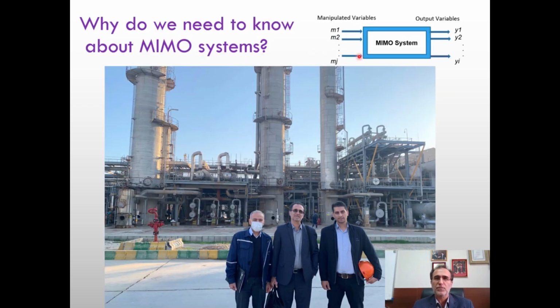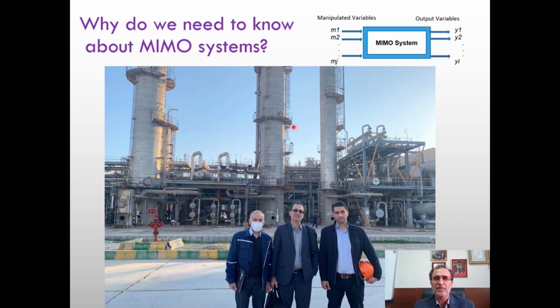Let's review what we mean by multi-input, multi-output system. As you see, when a system has several inputs and several outputs, we call it a multi-input, multi-output system. There are many systems in industry that inherit this characteristic. But why do we need to know about multi-input, multi-output systems? We will further discuss this issue.